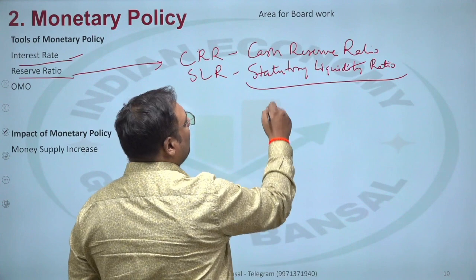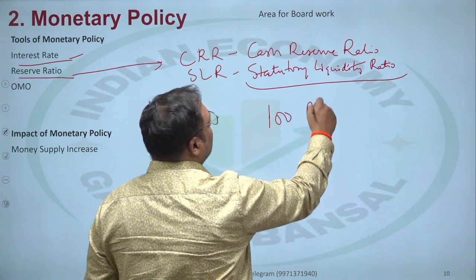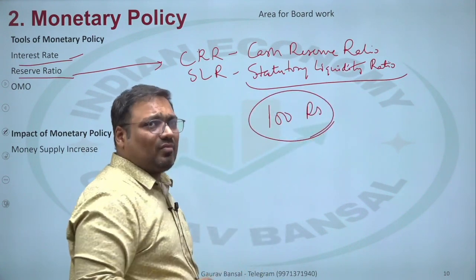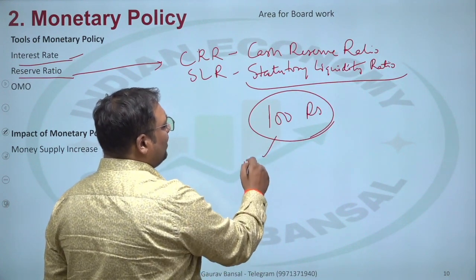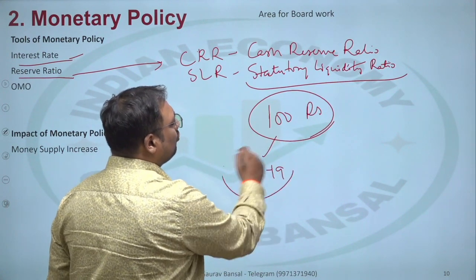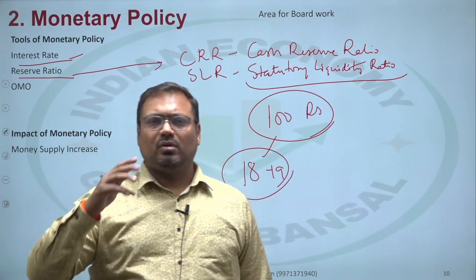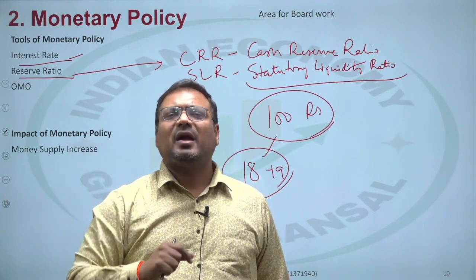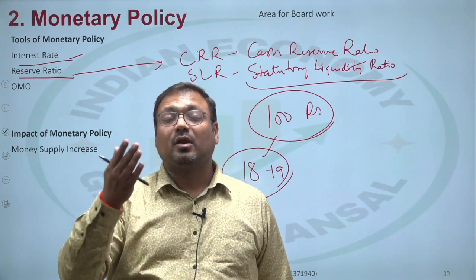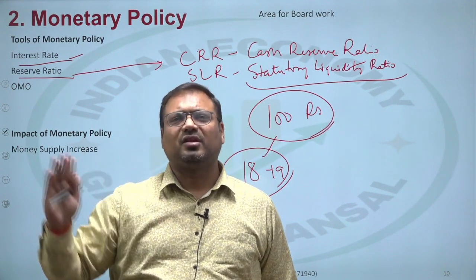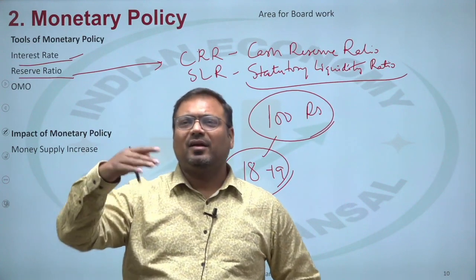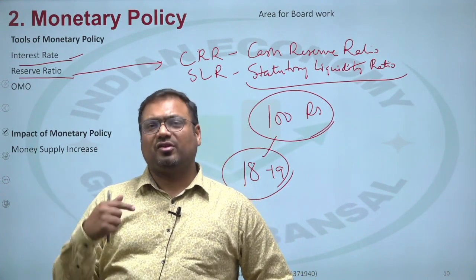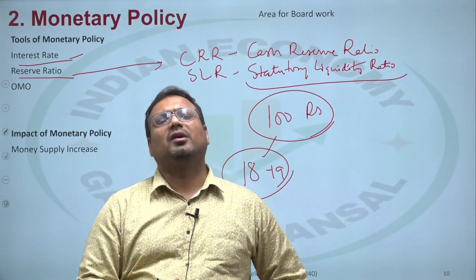So the bank has given 100 rupees as a loan. Now the rule at present is that out of these 100, almost 18-19 rupees you should keep in a liquid form, in the form of government bonds or other securities. So these you can sell. A bank can trade them and get cash. If there is an emergency, the bank can do that.